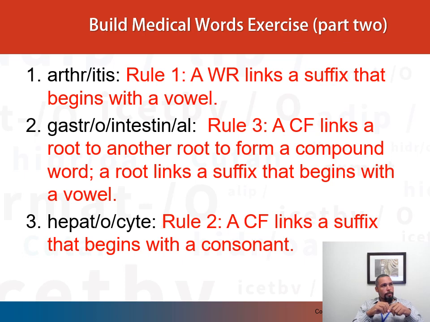So for example, arthritis, rule number one, a root links to a suffix that begins with a vowel, arthritis. Rule number three, an example of that would be gastrointestinal. You can see that a combining form links a root to another root to form a compound word, and a root links to a suffix that begins with a vowel. And then an example of rule two would be hepatocyte, hepatocyte. A combining form links to a suffix that begins with a consonant.